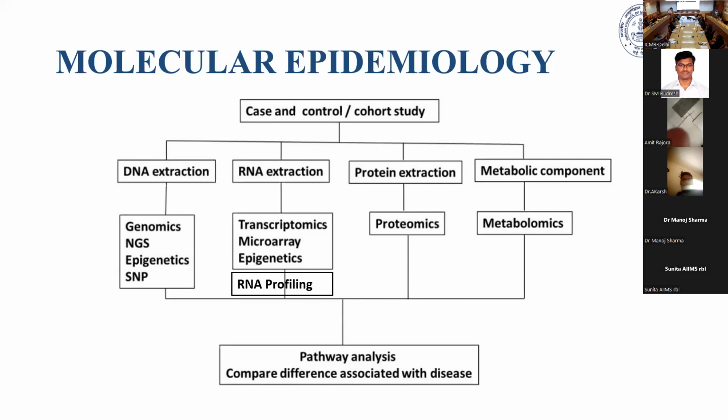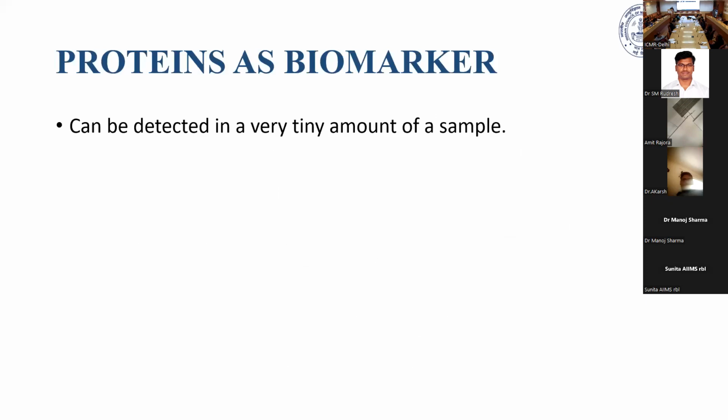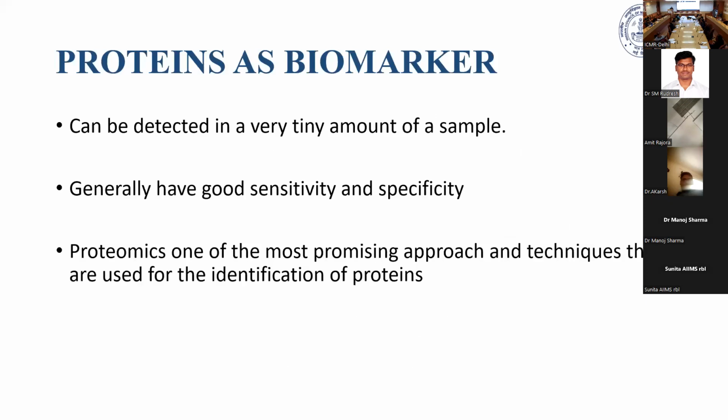I'll pick up proteomics and quickly flash some of the techniques which you can commonly use when you're looking at identifying a new biomarker. Let's go to proteomics. Proteins are preferred because they can be detected in a very tiny amount of sample. If you choose your samples correctly, if you choose the target protein correctly, then generally they have good sensitivity and specificity. And that is why proteomics is one of the commonly used avenues for identifying new biomarkers.